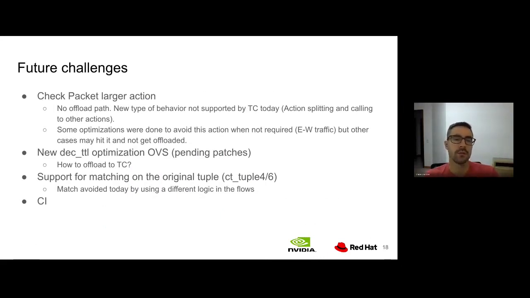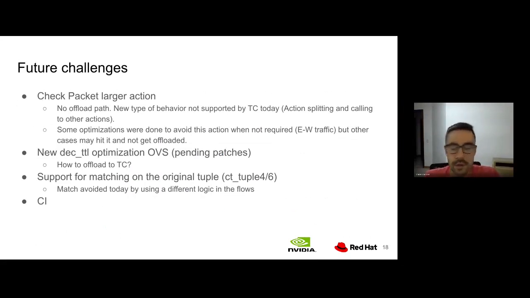The new DACTTL optimization on the OVS kernel datapath, which still has some pending patches upstream, hits the same problem, because it is doing an action to decrement the TTL and then comparing, and then different actions depending on it. There's support for matching on the original tuple, to match on the original tuples before doing that. And today this was avoided by using different logic in the flows.